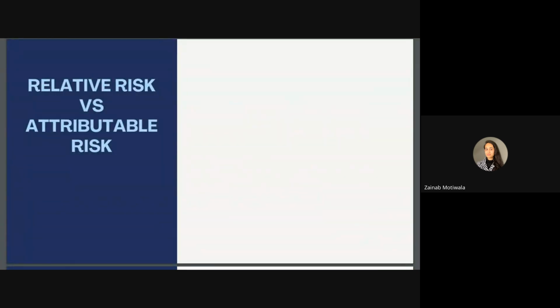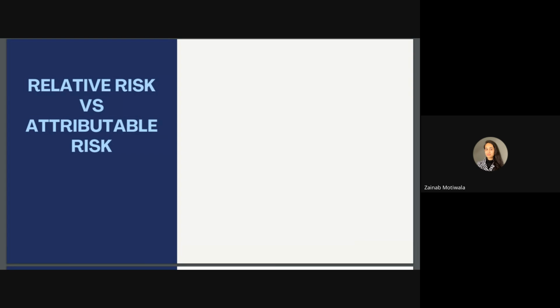Now we have a few polls based on the concepts that we learned on relative risk and attributable risk. Shri, please, can you upload the last few polls? Thank you.